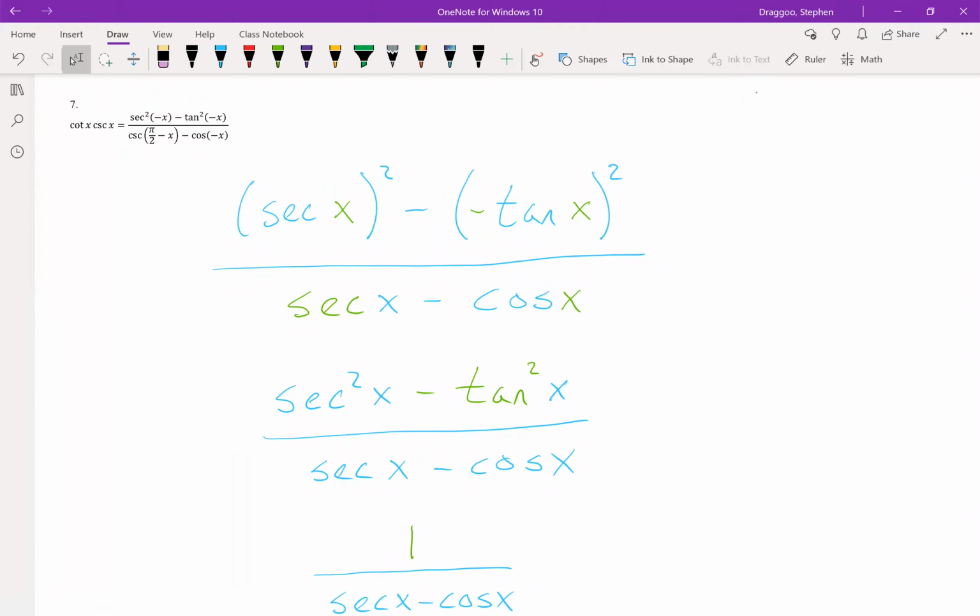All right, problem 7, I'm going to work on the right side because that's the one that's more complicated, and I'm back to having angles that are not simply x. In fact, I have 4 of them. Every single function in this trig identity has an angle that I'm going to need to deal with. So in that first piece, I have secant of negative x, which is just equal to secant x. I also have tangent of negative x, which is equal to negative tangent x.